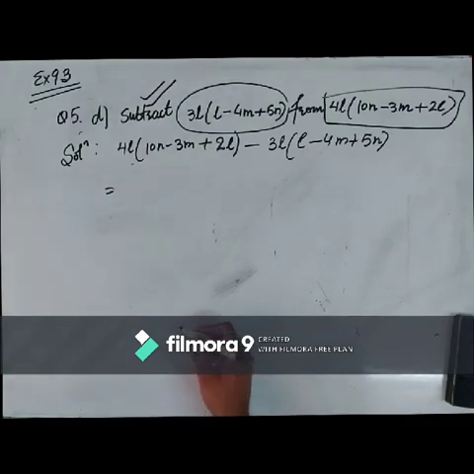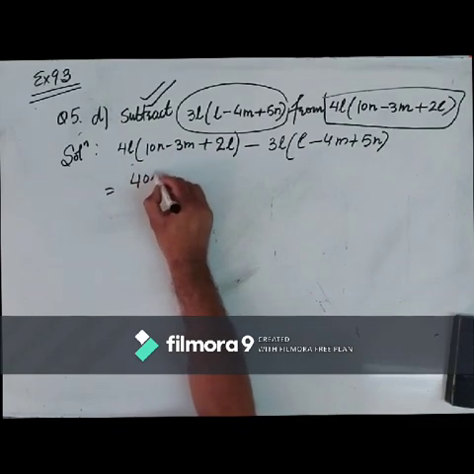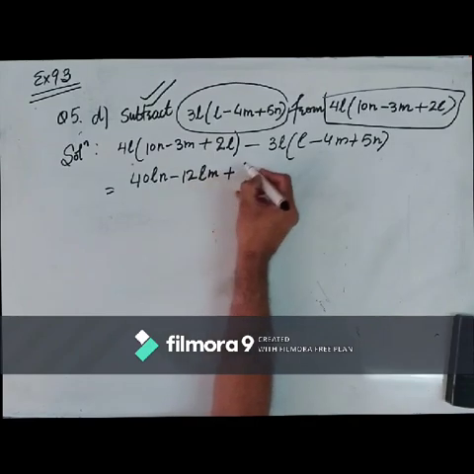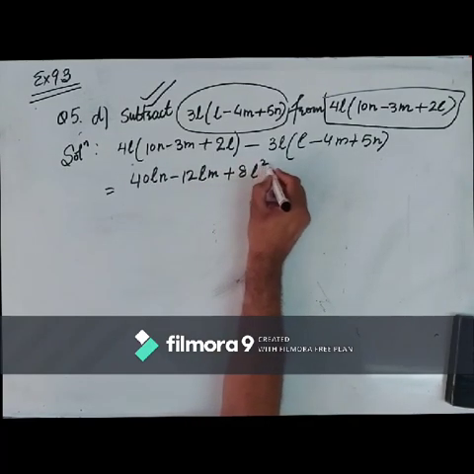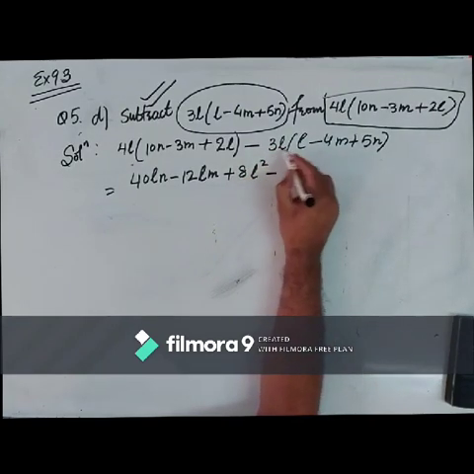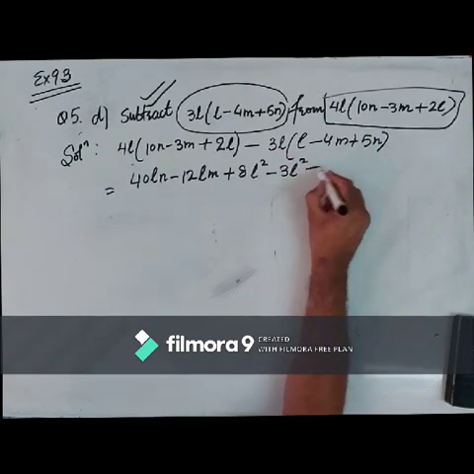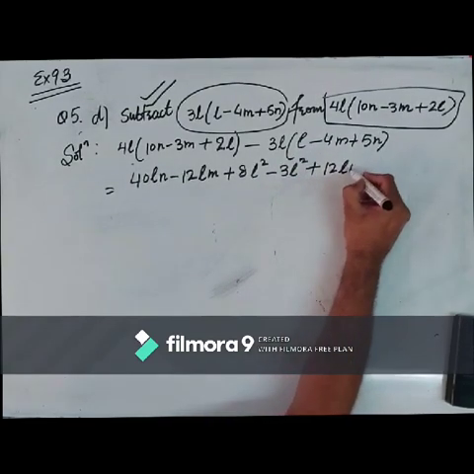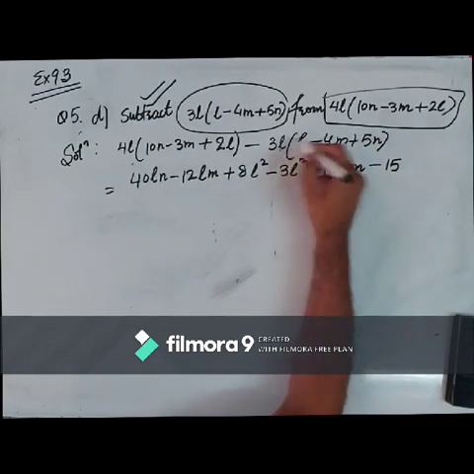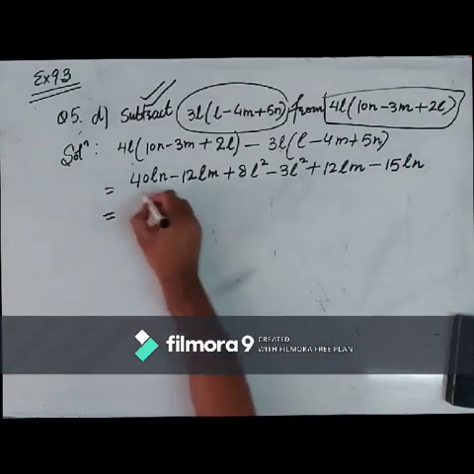Multiply monomial into trinomial. First 4l into 10n, 40 ln minus 12 lm plus 8 l square. No problem. This is minus 3. Read it as minus 3. Minus 3l into l, minus 3l square. Minus 3 into minus 4 is plus 12 lm. Minus 3 into 5 is minus 15 ln.